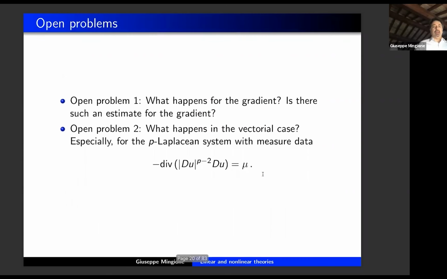Okay. Now, there were two open problems, and the first one is: what happens for the gradient? Is there such an estimate for the gradient? And the second is what happens in the vectorial case, especially for the P-Laplacian system. This was a largely debated open problem. Okay, what's the difficulty in this open problem? It is the following one.